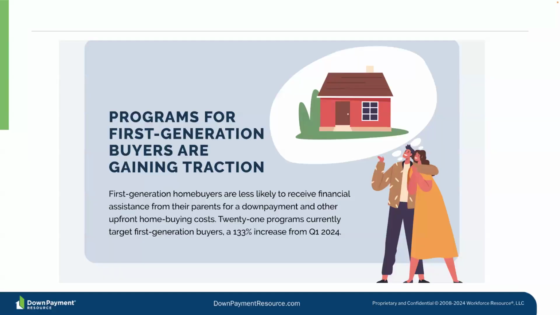We also reported on programs for first-generation home buyers. Okay? 21 programs currently targeting first-generation home buyers, a 133% increase from Q1. Fantastic.